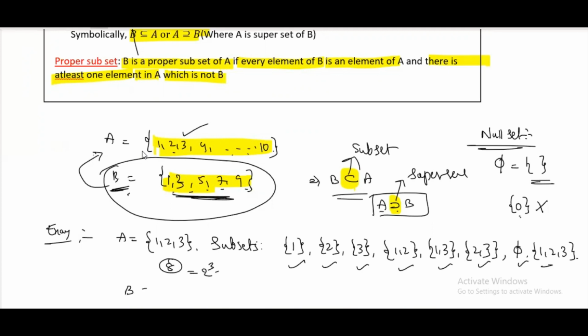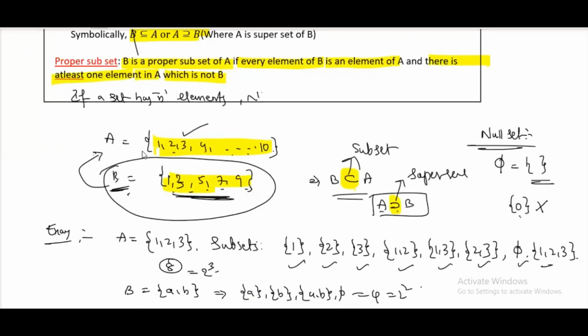Let me take another example, simply {A, B}. Here the subsets will be {A}, {B}, and {A, B}, and the null set is also a subset. Total 4, which means 2 square. So in general, if your set has n elements, the number of subsets will be 2 power n. 2 power n subsets are possible for a non-empty set.